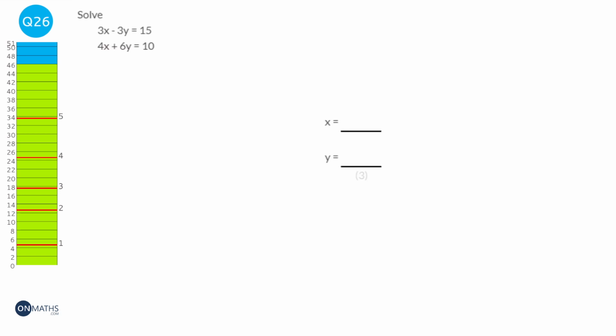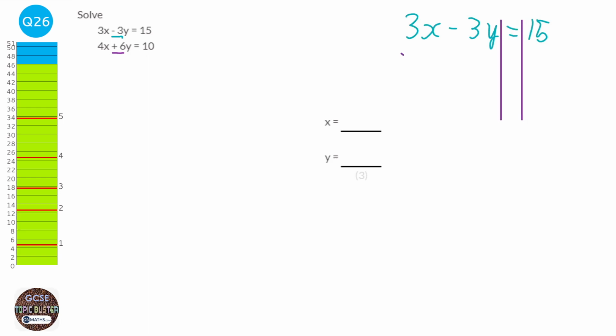First thing we notice with these simultaneous equations is the coefficients of the x and the y's are different. But if you look at the y's, there's a -3 here and there's a +6 here. So all we need to do is times the top one by 2, and they'll both be 6, and we ignore the signs. So we're going to quickly multiply everything in the top by 2 to make the coefficients of the y's the same. So we're going to times that by 2, times that by 2, and times that by 2. So we get 6x minus 6y equals 30.